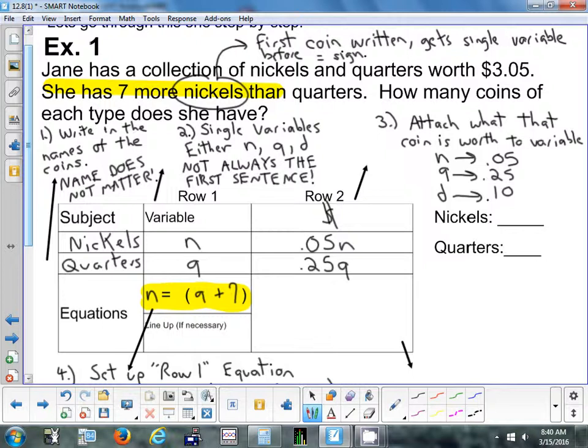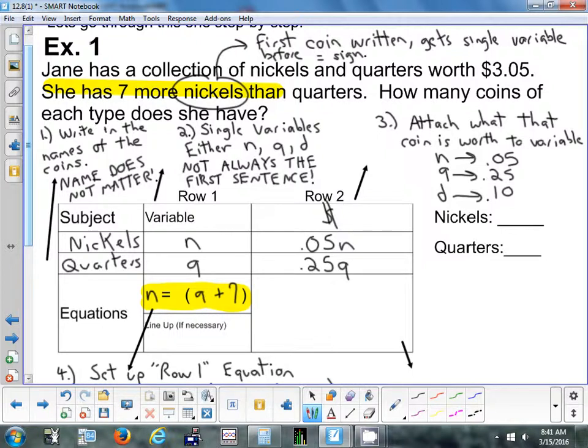Mr. Hager and I, guys, we're not going to get into why we write it this way, because we tried that last year and it confused people even worse. So whatever we have something like this, 7 more than, 5 less than, whatever coin gets mentioned first gets the single variable before the equal sign, and then write what comes after it.